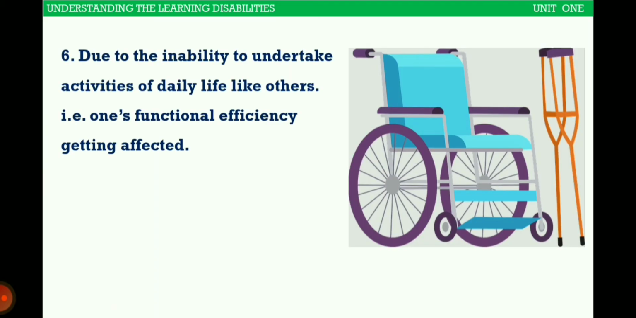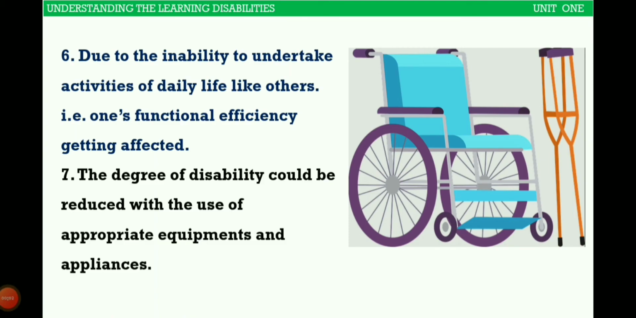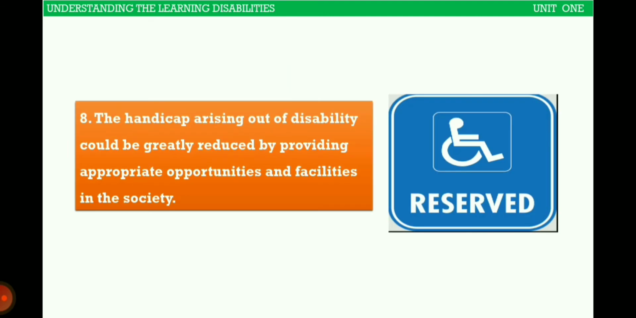Then there is the inability to understand the activities of daily life like others, that is, one's functional efficiency will be affected. The degree of disability could be reduced with the use of appropriate equipment and appliances. We have seen that, see the diagram. So this kind of appliance will reduce the degree or the impact of that disability.